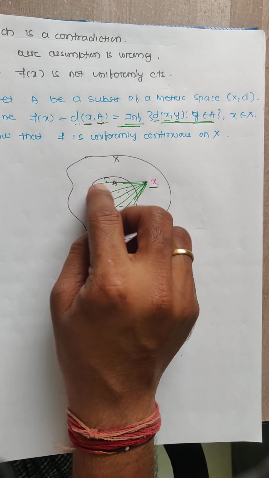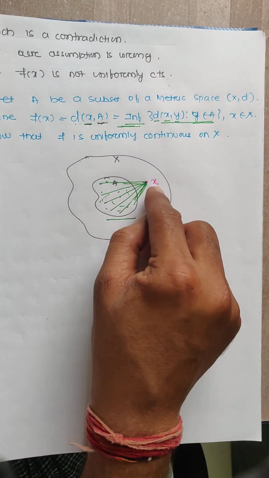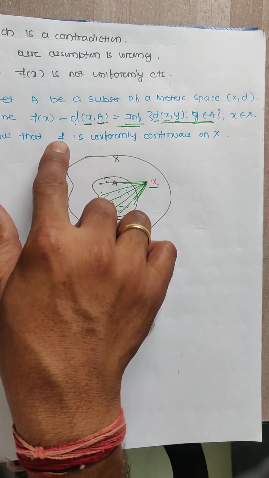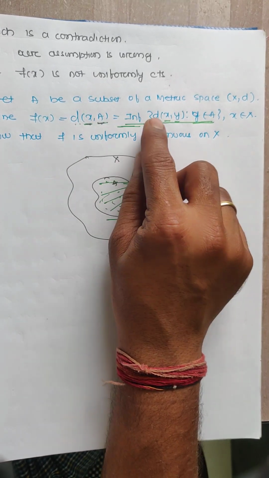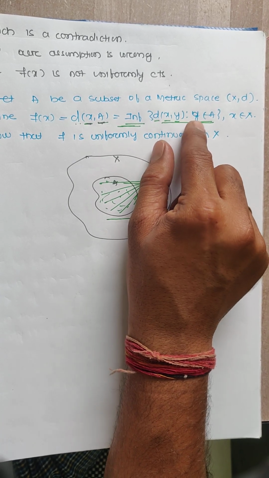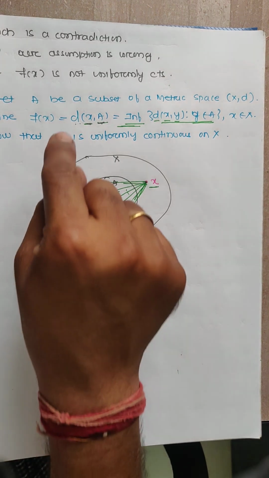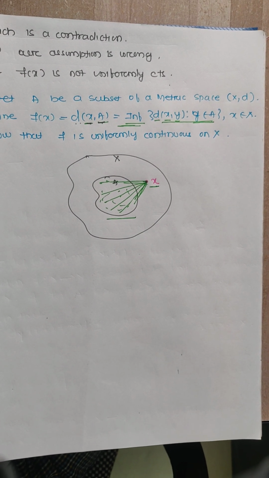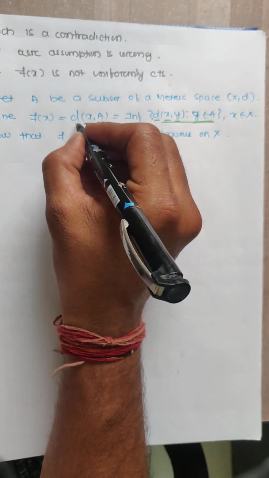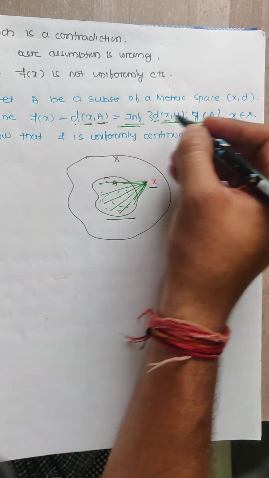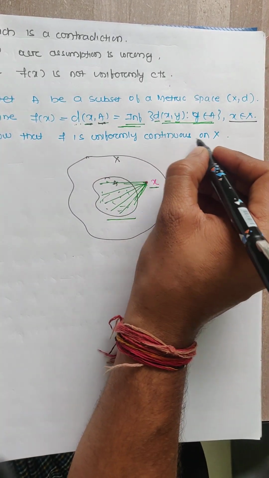I mean, distance between 2 points we already know, but what is the distance between a point and a set is defined like here. Distance between x and A is the infimum of distance between x and y for every y belongs to A. So we have defined how to find the distance between a set and a point. Now I define a function f(x) as the distance between x and A for x belongs to X, such that f is uniformly continuous on X.